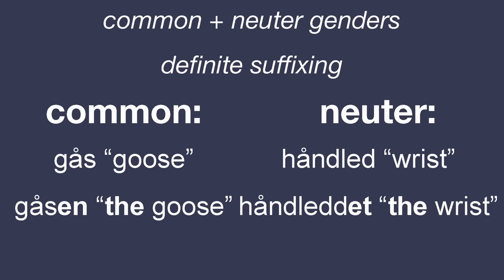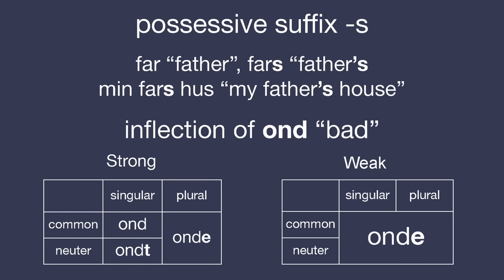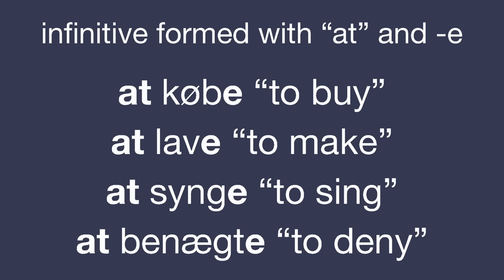There are common and neuter genders, definite suffixing, the possessive suffix s, and adjectives inflect similarly to Swedish. The infinitive is formed partially isolating, with a preceding the verb, and the verb taking a at the end.